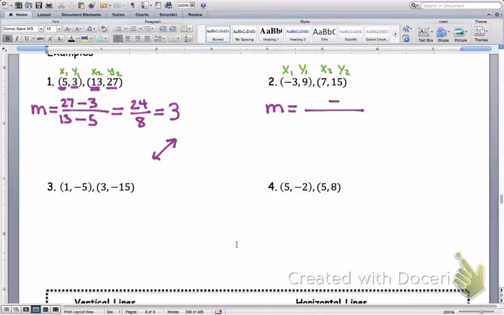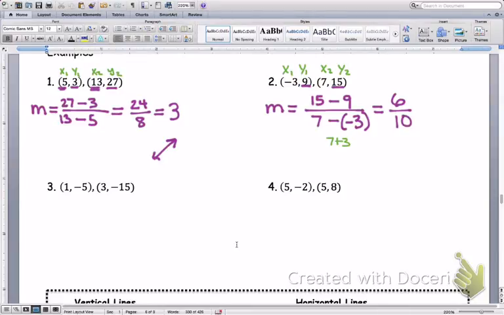So again, we're going to subtract the y's, 15 and 9. So 15 minus 9. At the bottom, we're going to subtract the x's, 7 minus negative 3. You got to be very careful because we have this double negative. So make sure you write down subtraction, then the negative. Make sure you're very aware of that fact. Don't just go 7 minus 3, 4. You'll get it wrong. So 15 minus 9 is 6. 7 minus a negative 3 becomes 7 plus 3, which gives us a 10.